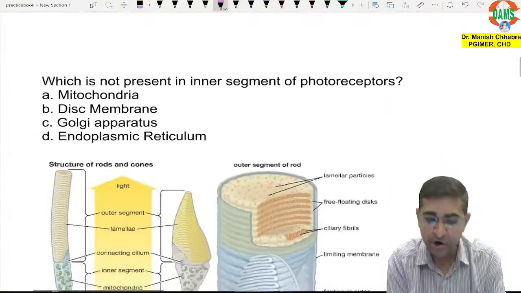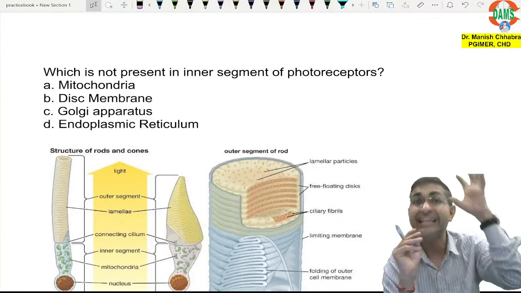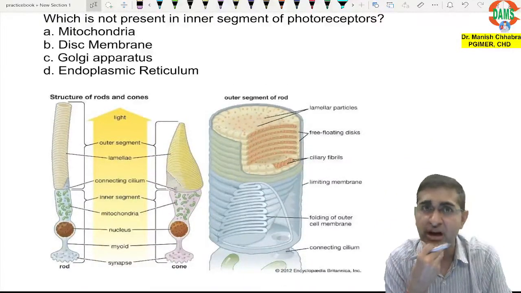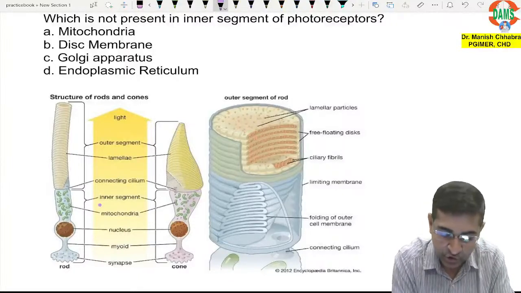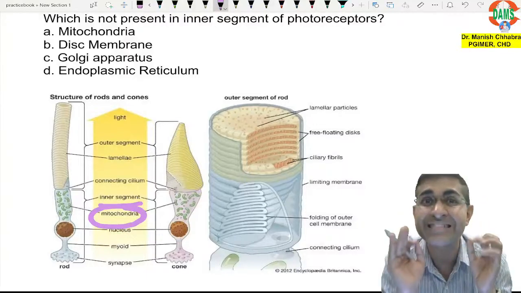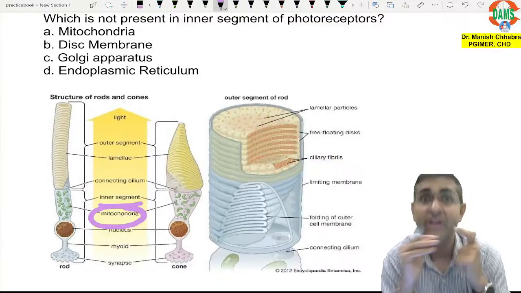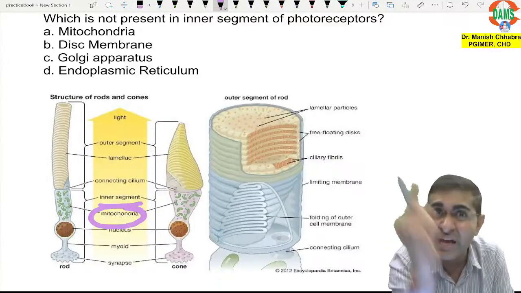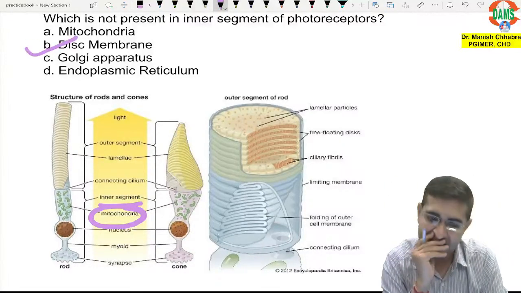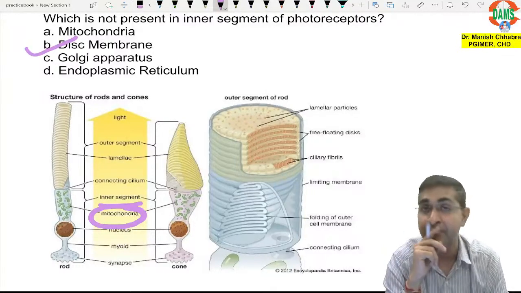Next is, which is not present in the inner segment of photoreceptors. This was one question which was integrated with anatomy. So I have put up a picture of the rods and cones inner segment. You can appreciate that there is presence of mitochondria. Similarly, there is presence of other organelles like Golgi bodies and endoplasmic reticulum. But one thing which is missing is the disc membrane. Yes. All right. So that was the answer. In this case, it is disc membrane.